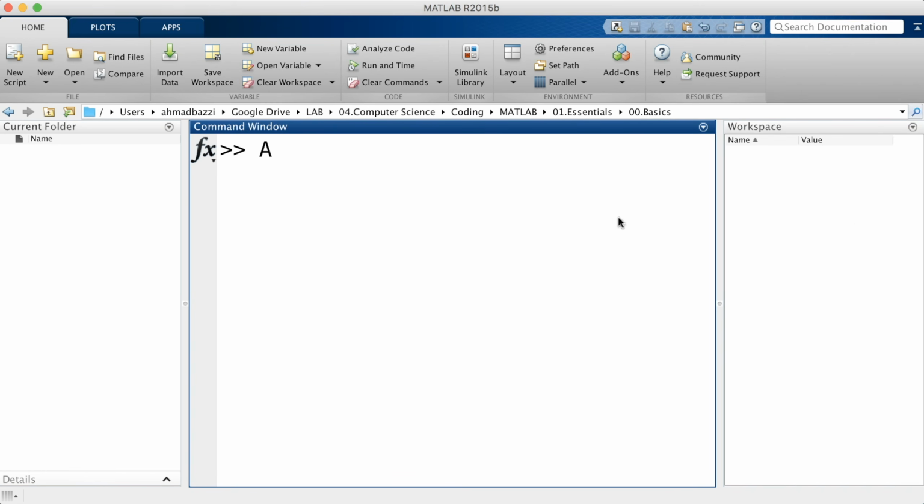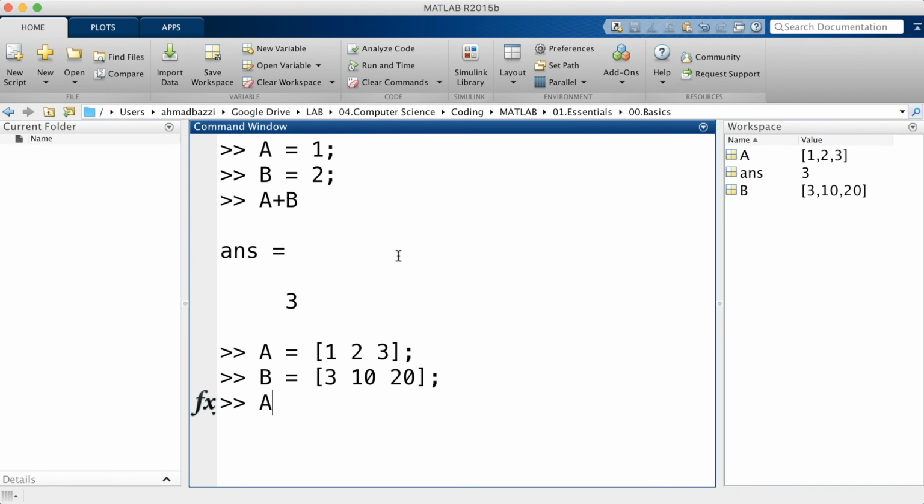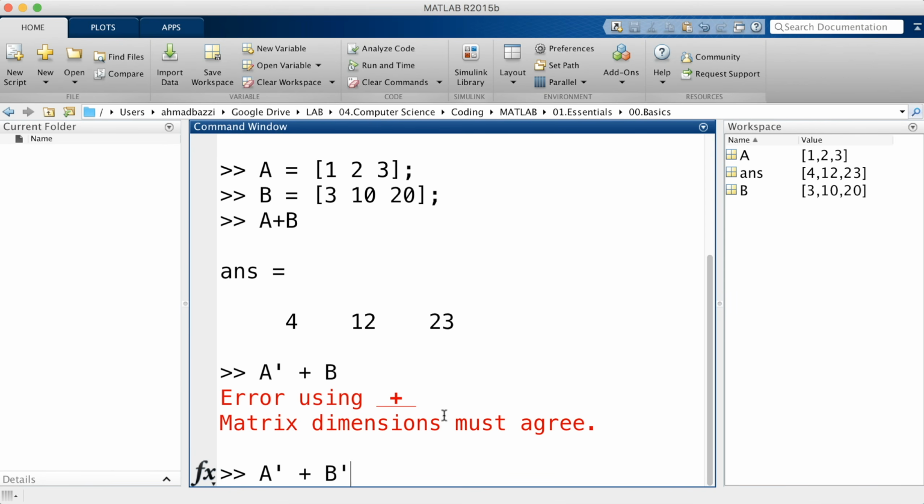So in case I go and say A is 1 and B is 2, and I just add A to B, it's 3. This also works with matrices, so given two compatible matrices to add up, they're both a 3-sized row vector, so we can add them up as such. So 1 will be added to 3, 4, 2 will be added to 10, 12, and 3 will be added to 20, 23. You cannot add a column with a row. You can add two columns of compatible dimensions.